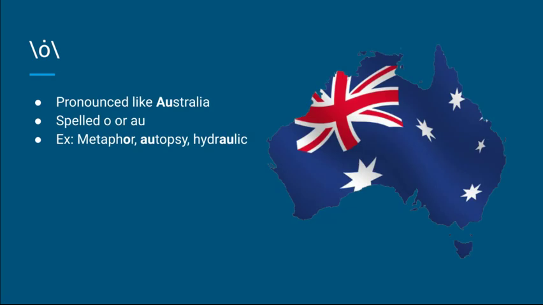Next, we have the AW sound, which is pronounced like the beginning of Australia. So the AW sound is spelled O or AU. For example, metaphor, autopsy, or hydraulic.